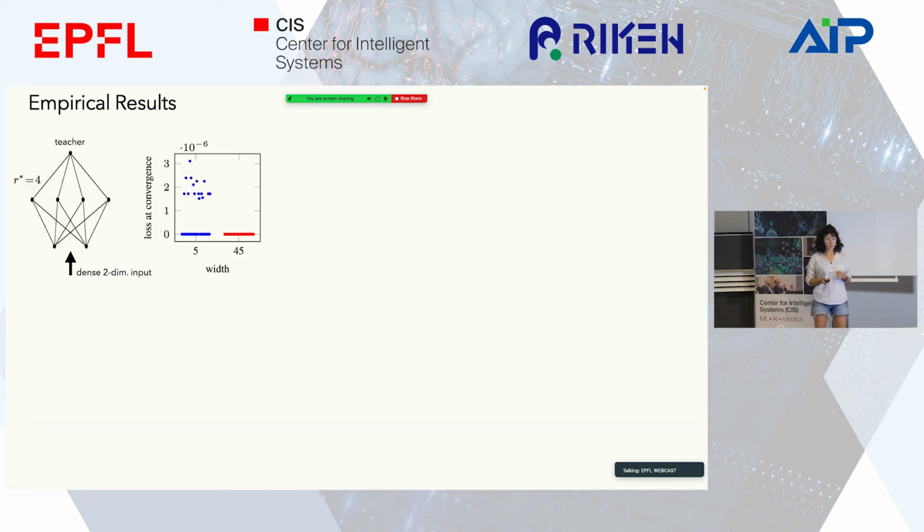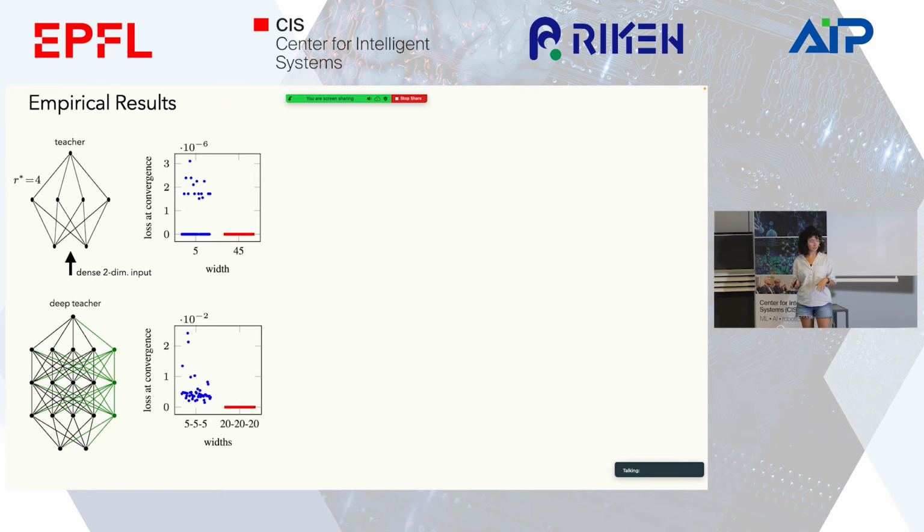And I'm going to show some empirical results. So far, we studied the critical points of the neural network landscape. Does it have any implication for the dynamics? And here's a very simple setup with two-dimensional input, a teacher with 4 neurons. And I'm training a student with 5 neurons or 45 neurons with typical initialization. So for the 5 neuron student, it turns out that 14 out of 50 initializations fail to find the global minimum. Whereas for the vastly overparameterized student, all the initializations converge to a 0 loss.